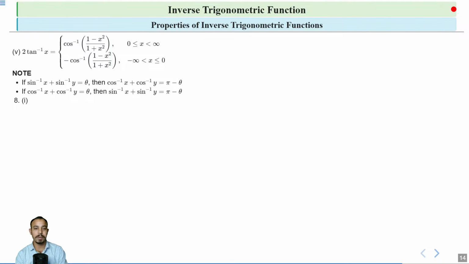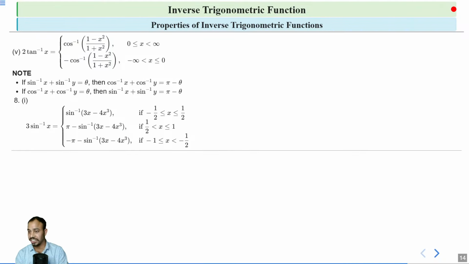Now see another property, like 3 sin inverse x. You will know the formula for sin 3x. So first recall the formula for sin 3x, and then see here the formula for 3 sin inverse x. If we compare the sin 3x formula and 3 sin inverse x, then you can get some similarity.